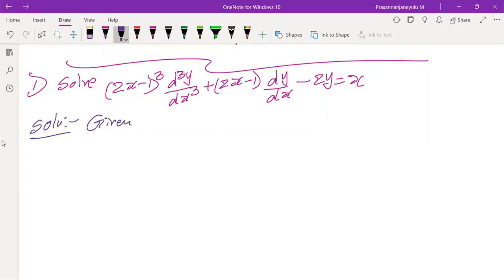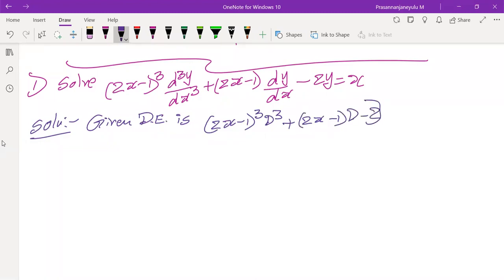I am writing the given differential equation in the differential operator form: (2x minus 1) whole cube into D cube plus (2x minus 1) into capital D minus 2, of y, equals x. Taking this as equation number 1, it is a Legendre's linear DE.